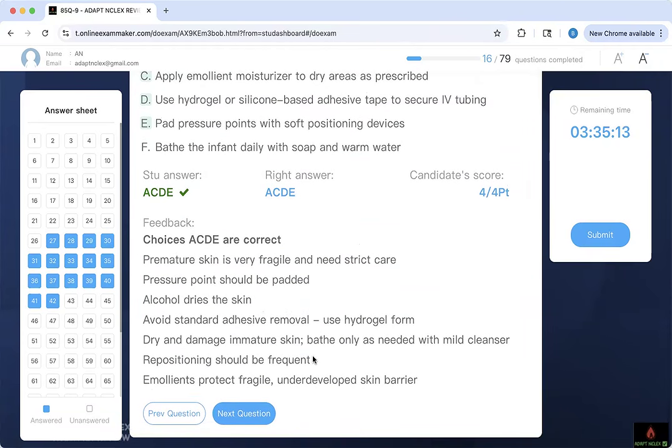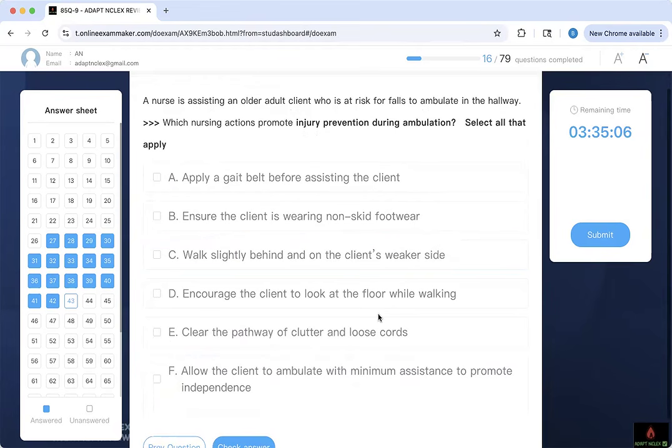These can be trappy, but it's basic care and comfort. You carry master skin integrity, and that's what the NCLEX will ask you. Same thing. And then, assisting an older adult client who is at risk of fall. We're talking about fall risks to ambulate in the hallway. Which nursing action promotes injury prevention during ambulation?